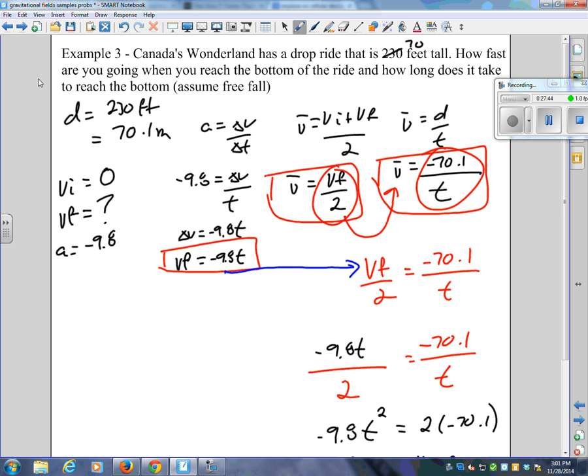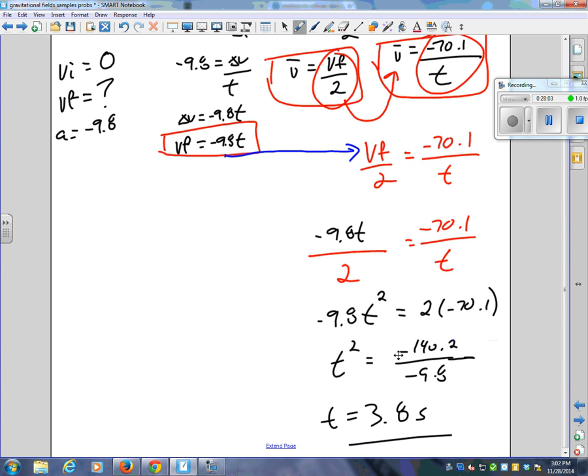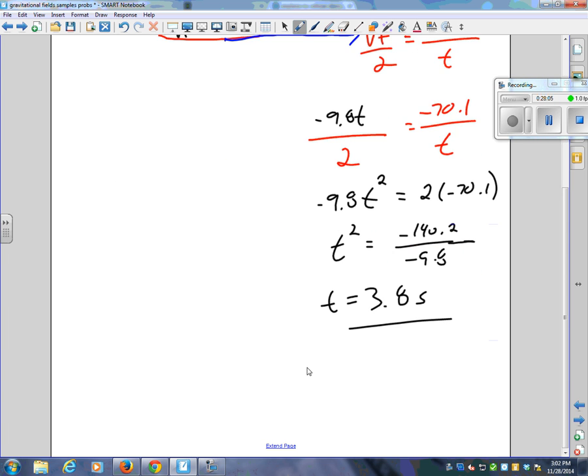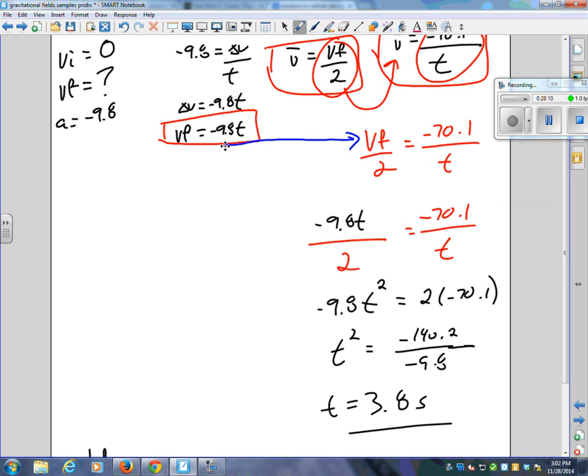What was the question? How fast are you going when you reach the bottom? Did I even answer that? Good job, Mr. Berry. Do I still know what I'm doing? Yes. Yeah, I do. How long does it take to reach the bottom? I got that. So how can I solve for how fast are you going? Velocity. Hey, I remember that I said VF is equal to? Can I use that? Yeah. Absolutely.